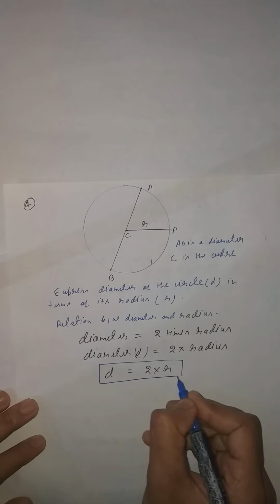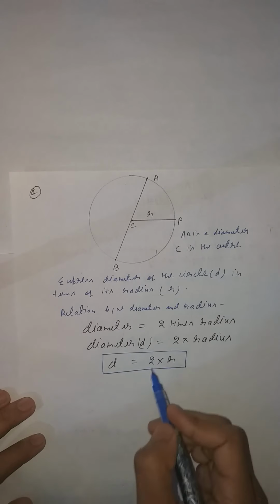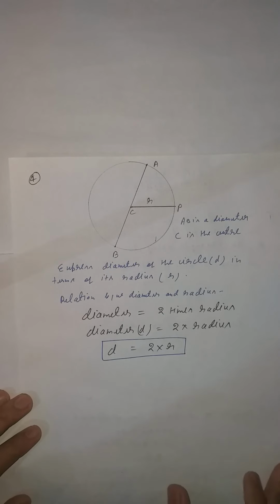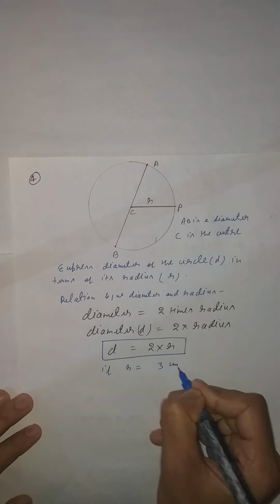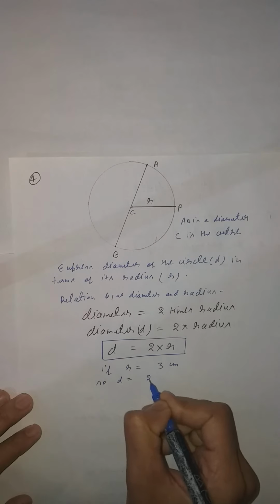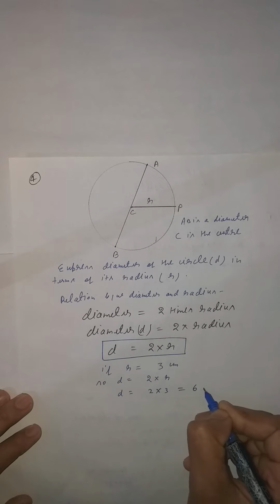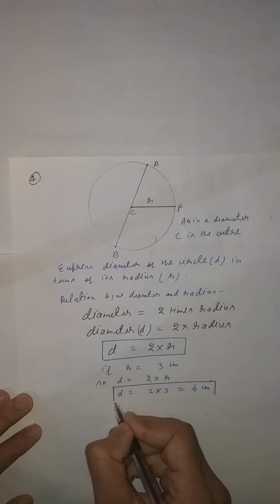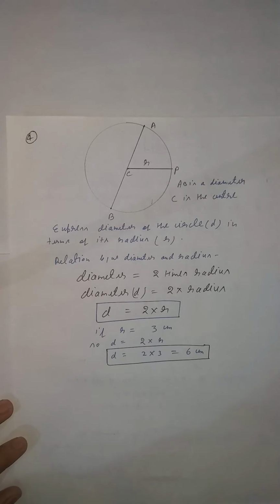Clear, student? And this is your solution, because you have to express the diameter of the circle in terms of its radius. Now you know that diameter equals 2 multiplied by R, because diameter is always equal to 2 times the radius. It means if radius is given 3 centimeter, diameter will be 2 multiplied by 3, it gives 6 centimeter. Clear, student? So this is our diameter in the form of radius. I think this concept is clear, everyone. Now come to the next question.